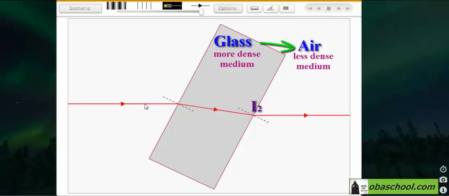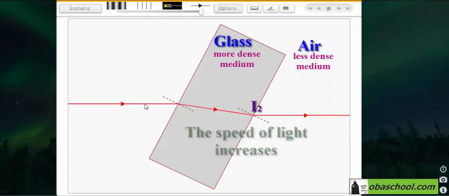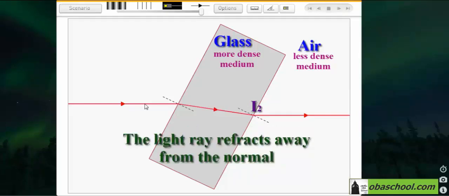So what do you expect in this case? The complete opposite of the first case. Light is passing from a more dense medium to a less dense medium. Thus, the speed of light will increase, so we can say that it's more free in the air, and the light ray will refract away from the normal.